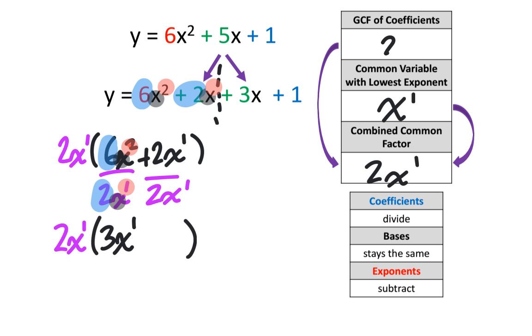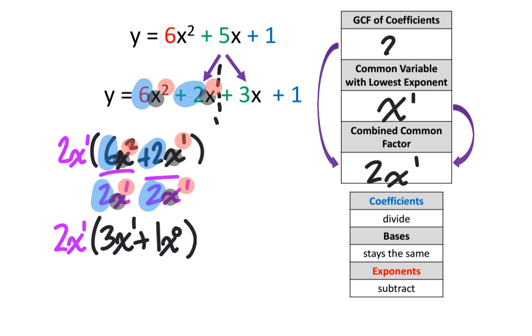We're going to repeat the same process. So take a look at the coefficients. Coefficients get divided. So positive 2 divided by 2 gives us positive 1. I'm going to write in the positive sign. Next, let's take a look at the bases. Bases stay the same. So that variable of x is going to stay the same. And last, you want to take a look at the exponents. So the exponents get subtracted. 1 subtract 1 is 0.